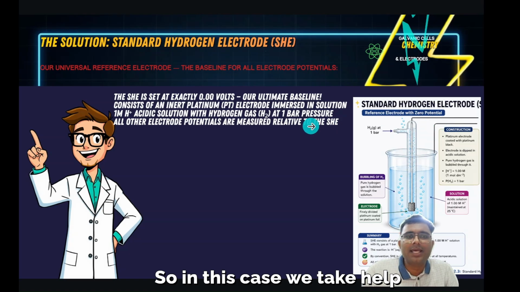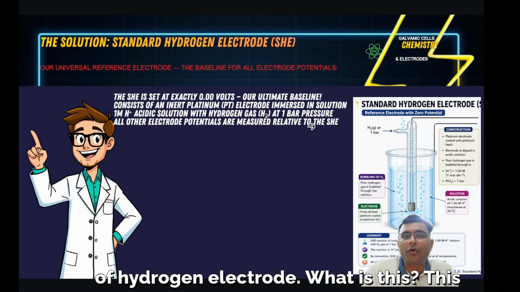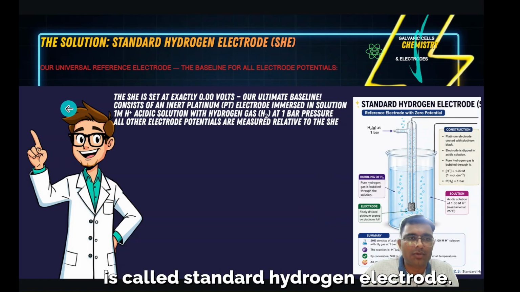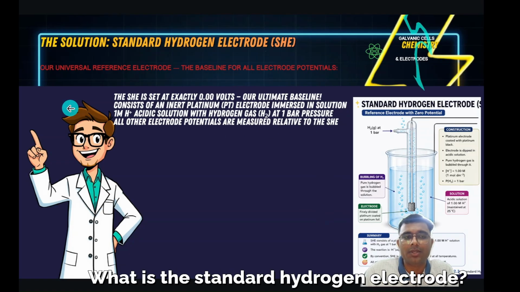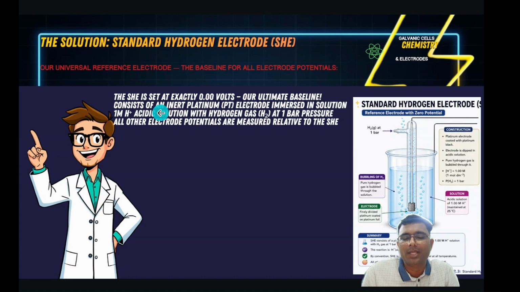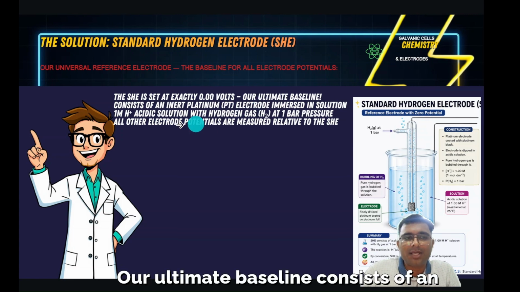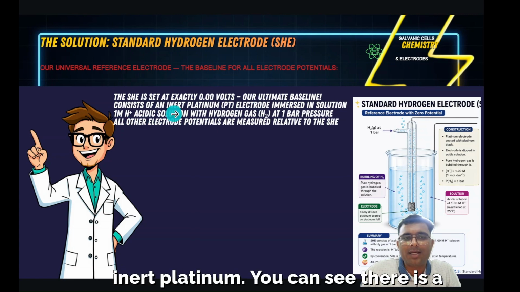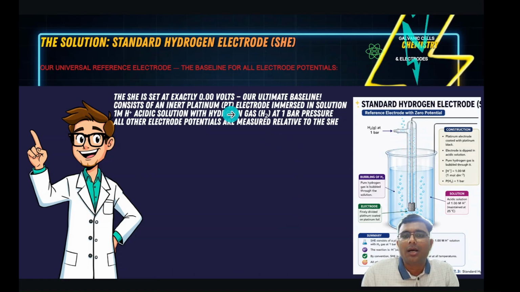So in this case, we take help of the hydrogen electrode. This is called the standard hydrogen electrode. What is a standard hydrogen electrode? The SHE is set at exactly 0.0 volt. Our ultimate baseline consists of an inert platinum. You can see there is a platinum rod in this.